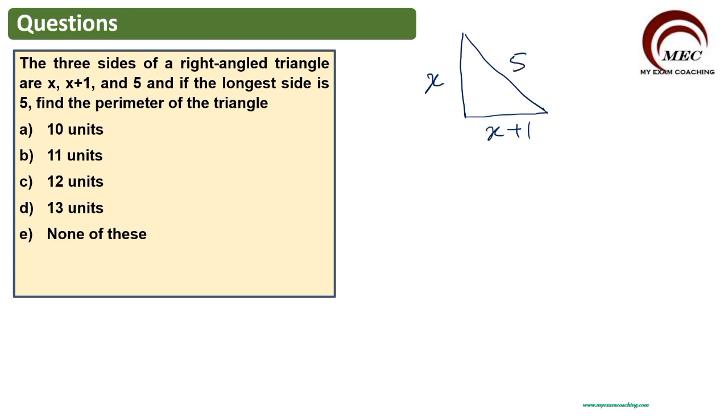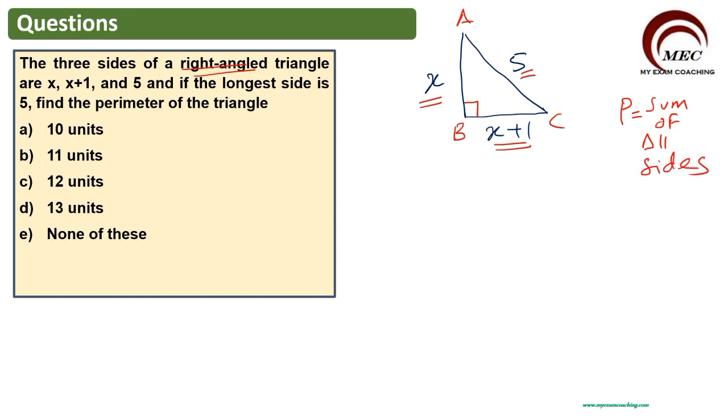So let us take this triangle as ABC. Since it is a right-angled triangle given in the question, we know one of the angles will be equal to 90 degrees, and this is hypotenuse, this is altitude, this is base. Find the perimeter of this triangle. We want to find out what is the perimeter. Perimeter P is equal to sum of all sides.